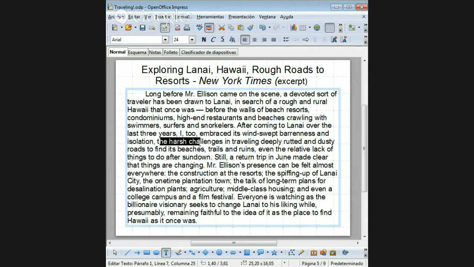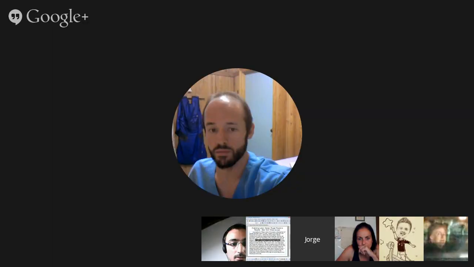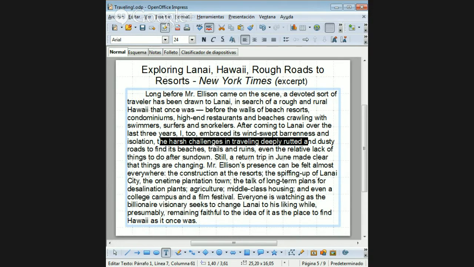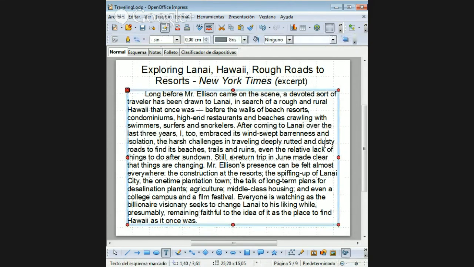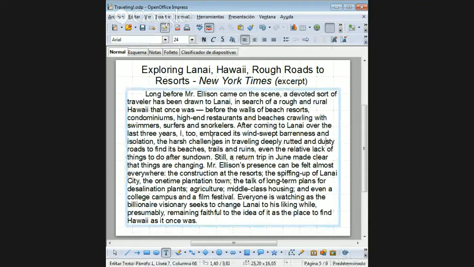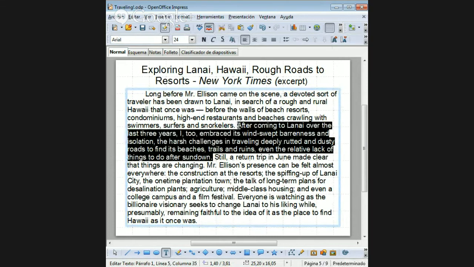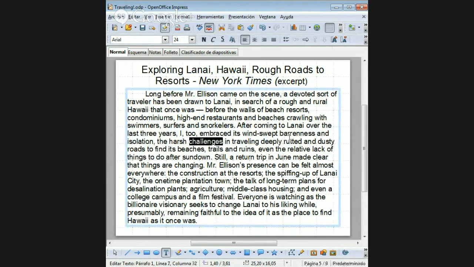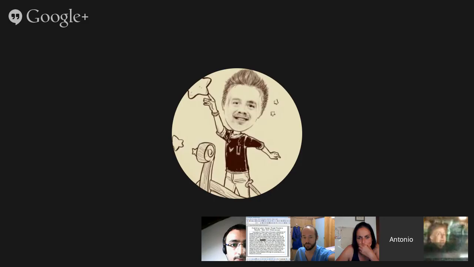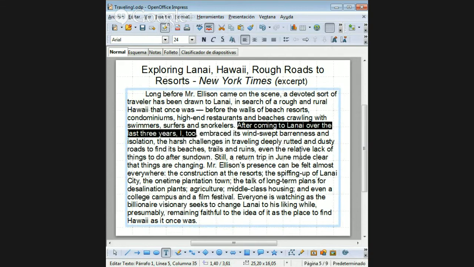And then the harsh, it's like the really vicious challenges of traveling deeply rutted roads. A road with a rut has, not a hole, but two little divots in the road. It's when the road sinks down where the tires are. So when the road gets a little bit deeper where the tires are, it's a rutted road. And dusty means it's dry, so there's a lot of dust. Trails and ruins, and then the lack of things to do after sundown. So he's saying that despite the barrenness, the challenges of traveling, and the lack of things to do after sundown, he has come to love this place. Does that make sense?